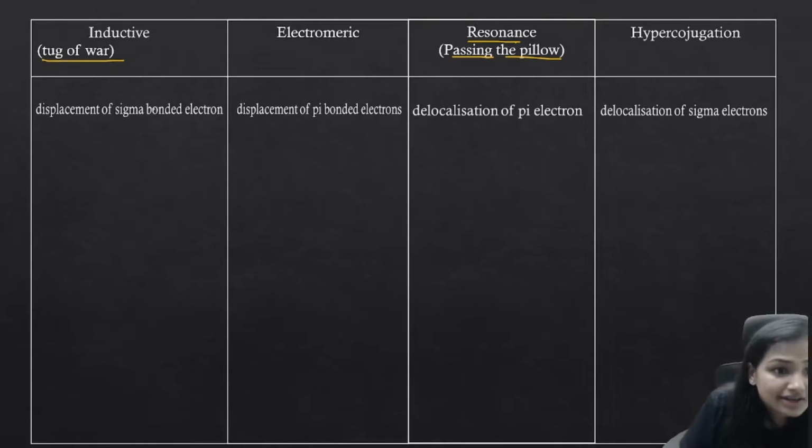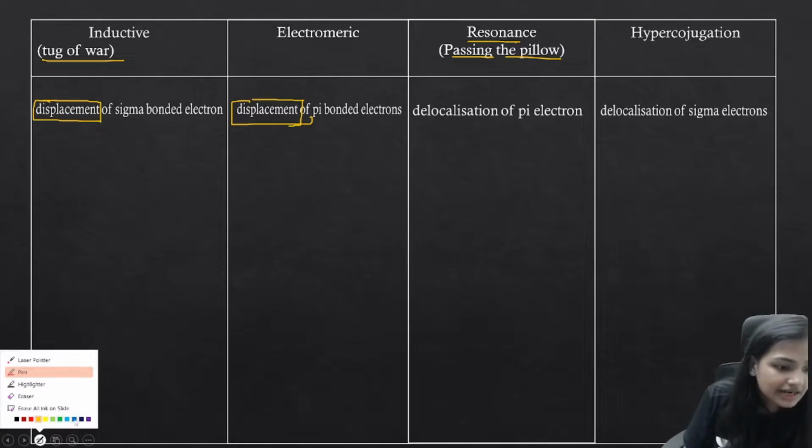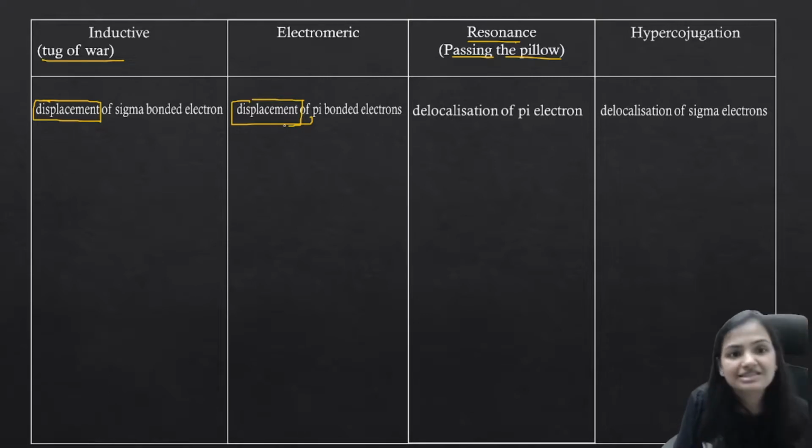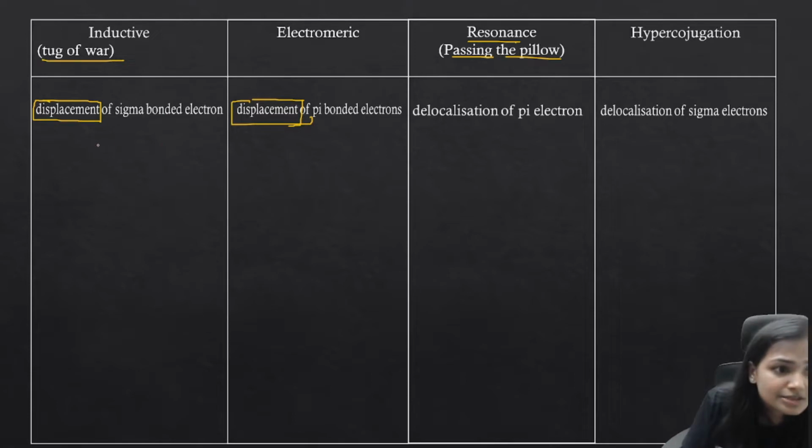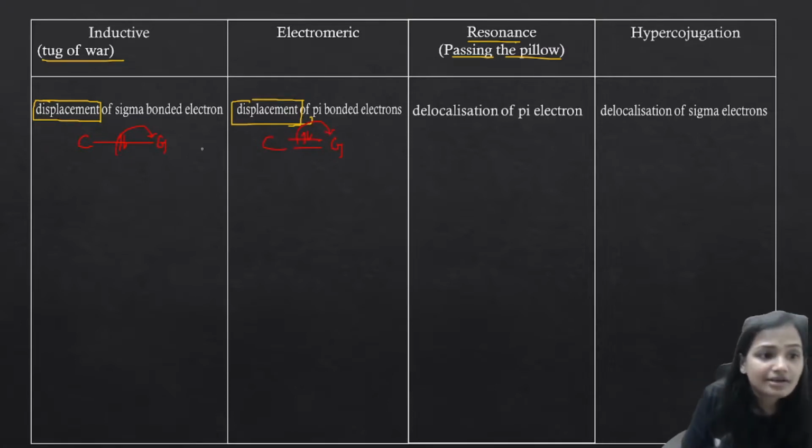Now, another point that you have to focus on. This is a displacement of electron. This is also a displacement of electron. This is also a displacement of electron. The inductive and the electromeric are displacements of electron. Displacement of electron through a sigma bond, this is the carbon family and this is your group. So the electrons get displaced here or there. And here we have a displacement between the carbon and the group. There is a displacement of pi bonded electron. Are you getting it? So here how many atoms have we used?